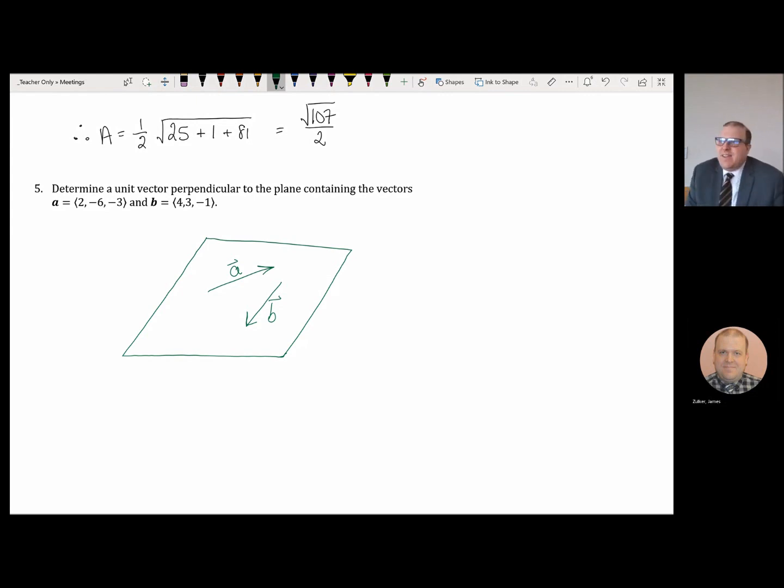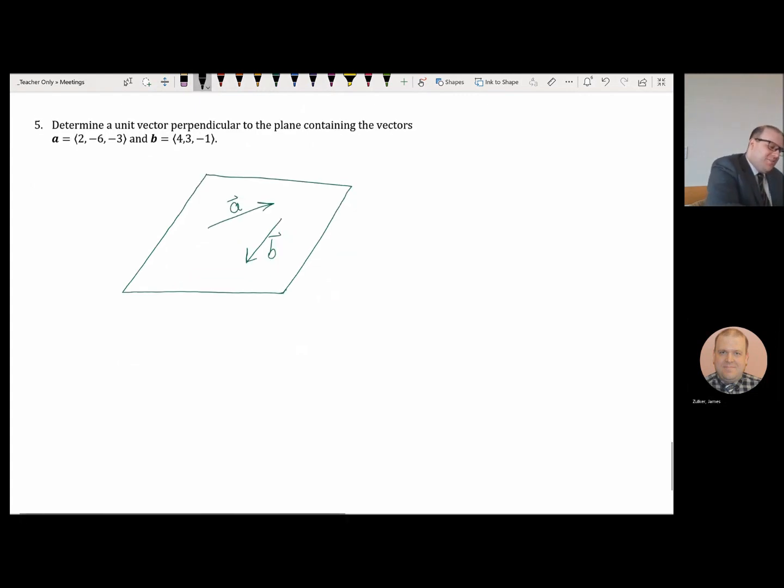Well, how do we find a vector perpendicular to two vectors? Just the cross product, right? The cross product of two vectors results in a vector perpendicular to both. I'm going to call said vector N.